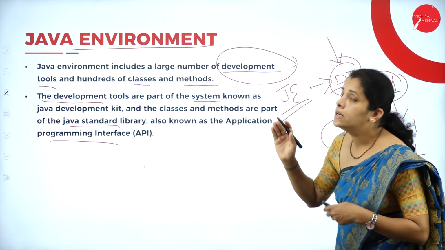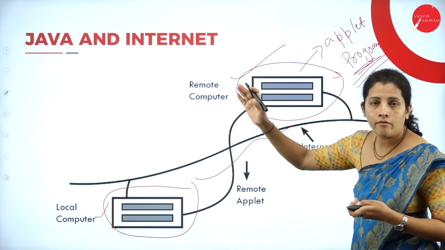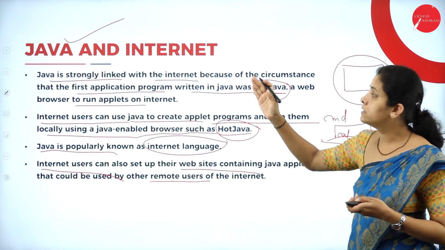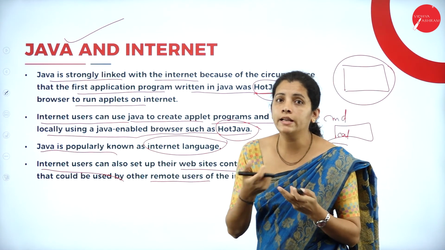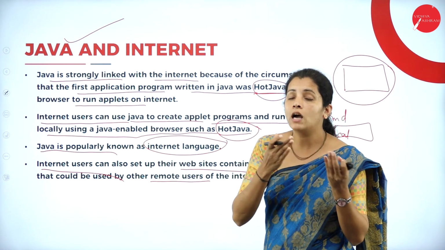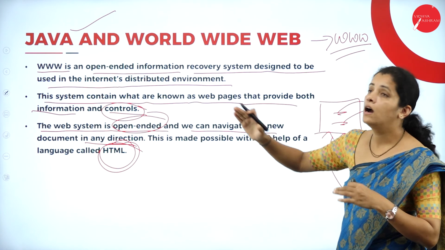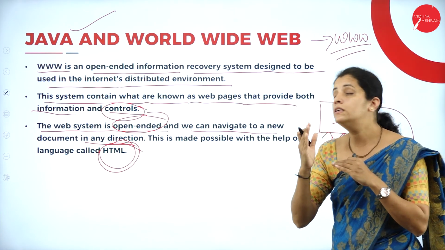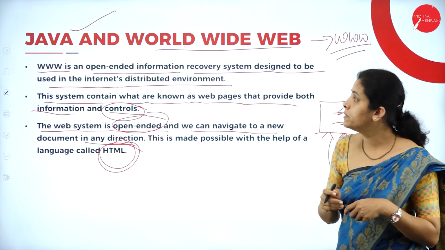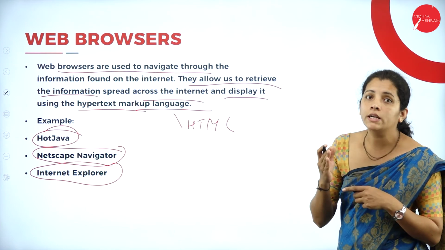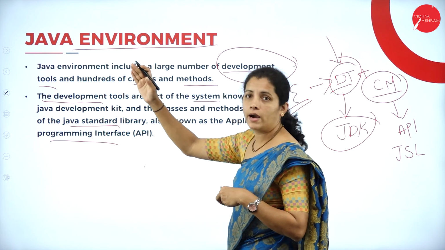So dear student, in my today's session I started with what is Java and the internet. That means how Java and the internet are interlinked with each other, that is, how Java programs are connected with the internet. Then we studied how Java is interlinked with the WWW, that is the World Wide Web. Then we learned what a web browser is. Along with that, we learned about the Java environment.